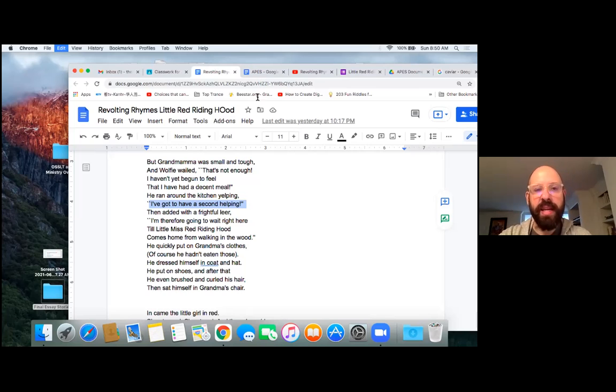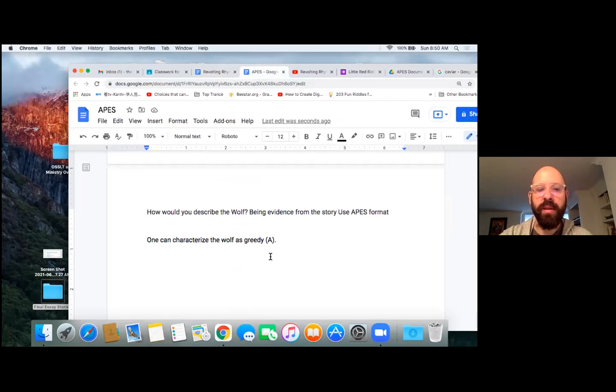He says, I'm going to have a second helping. Okay, so we take that from the story. One can characterize the wolf as greedy. Why? He ate the grandma and then went around saying something like, I've got to have a second helping. Good. That's what we mean by proof. The proof means you bring in some evidence from the story.